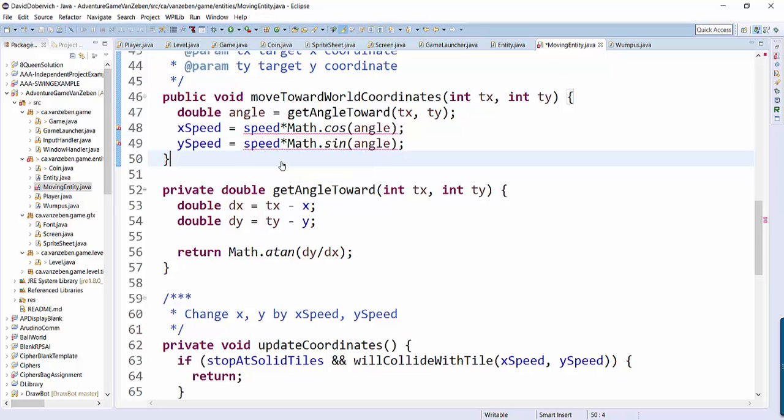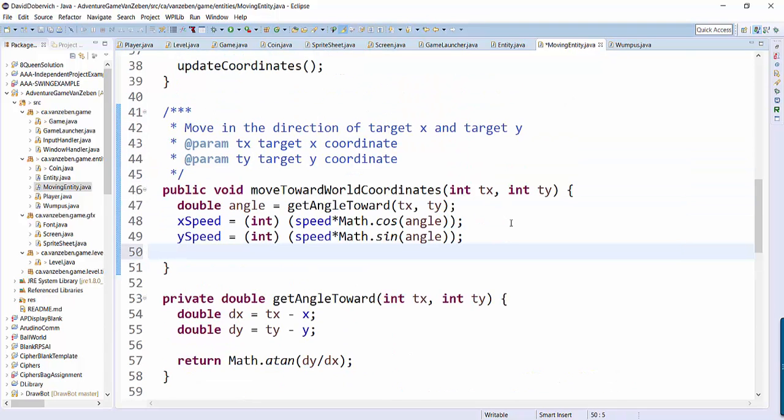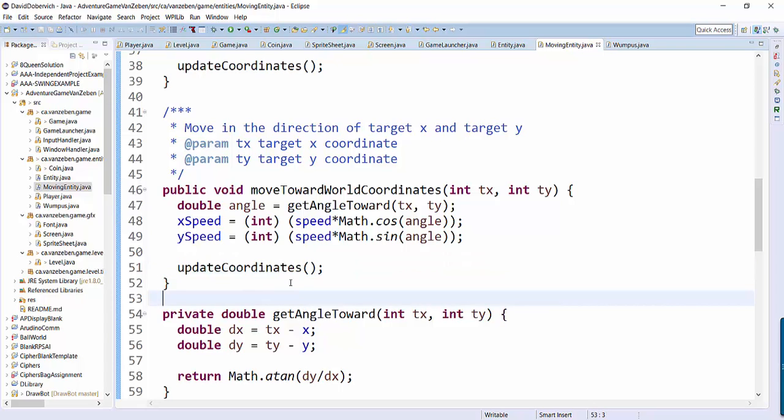And I've got to cast them to int. And now, I'm not actually moving yet, so I've got to update coordinates. Remember, update coordinates will take my x and my y speed and change my xy coordinates. I think this should be working.